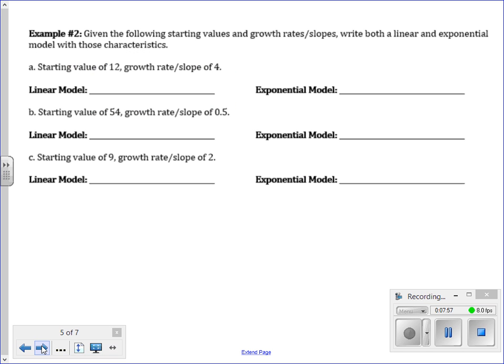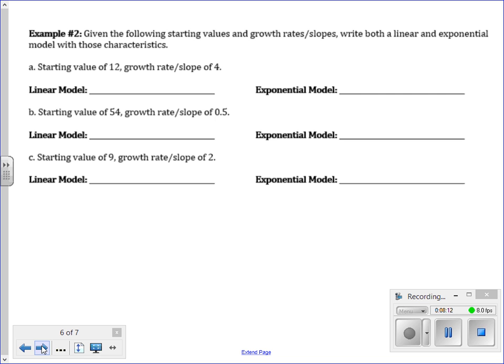All right, let's look at the next one here. Given the following starting values and growth rates or slopes, let's write a linear and an exponential model that fits all those characteristics. So we're going to write both a linear and an exponential equation. So let's start with linear.